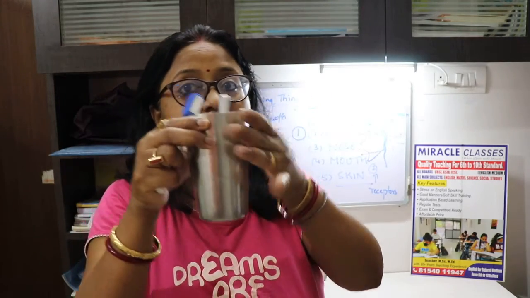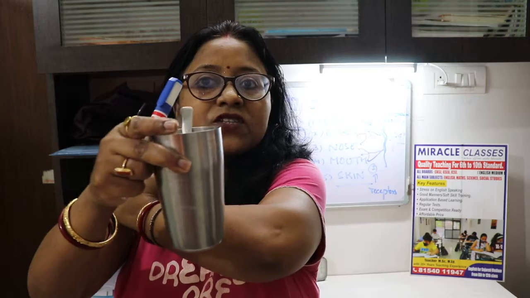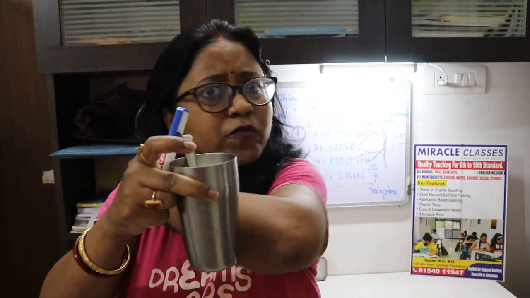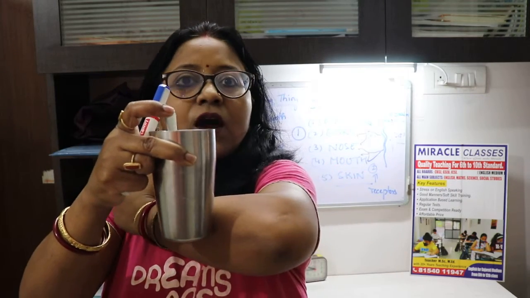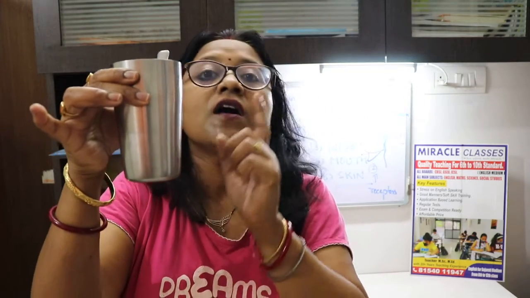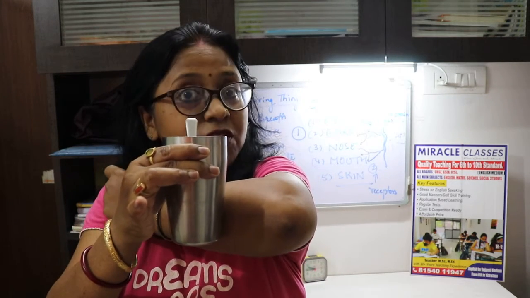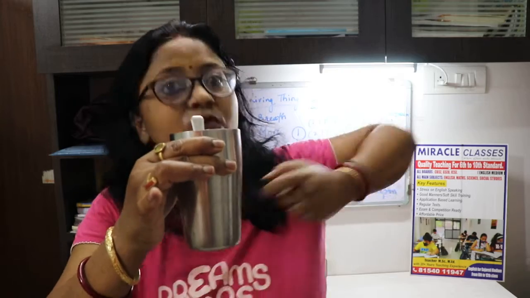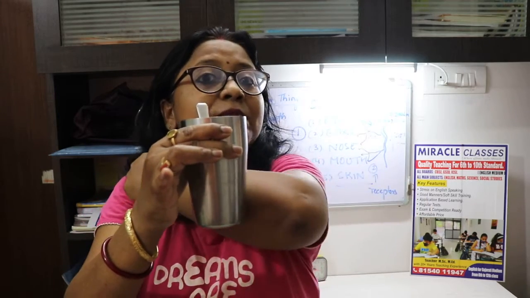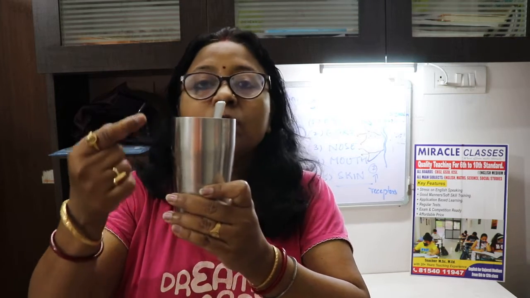This is a glass of milk and it is very hot. Now if I touch it by chance, I will be removing my hand. Now this touch, this hot glass of milk, is the stimulus. My skin is the sense organ, and the response is that I'm removing my hand. So the stimulus is this hot glass.